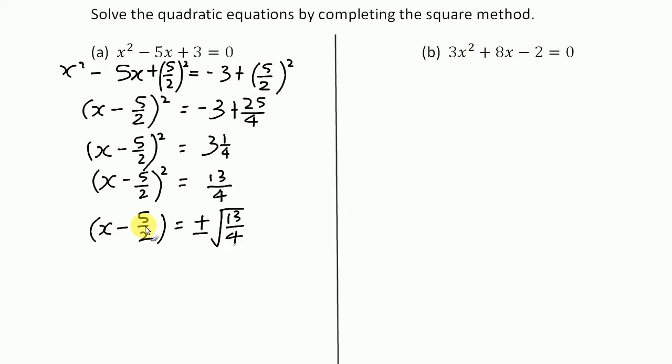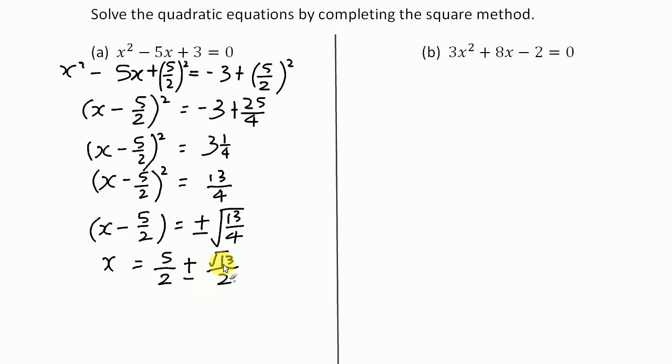We can find x by moving the negative 5 over 2 to the right side. And because this is negative, when you bring it to the right, it becomes positive. The square root of 13 over 4 can be rewritten as square root of 13 over 2.